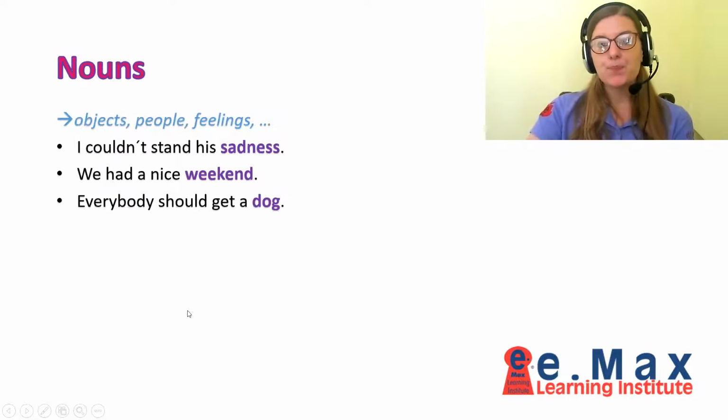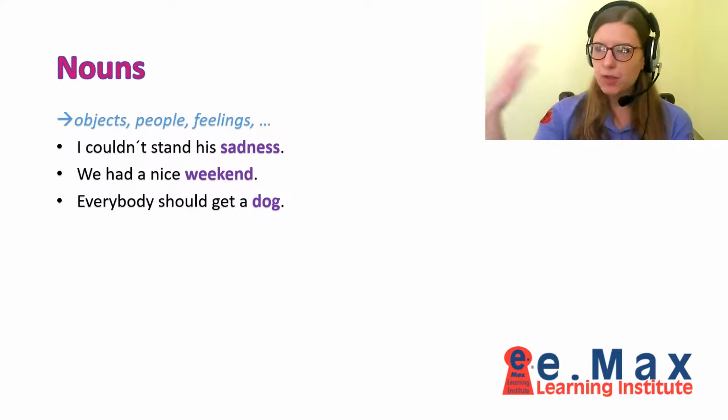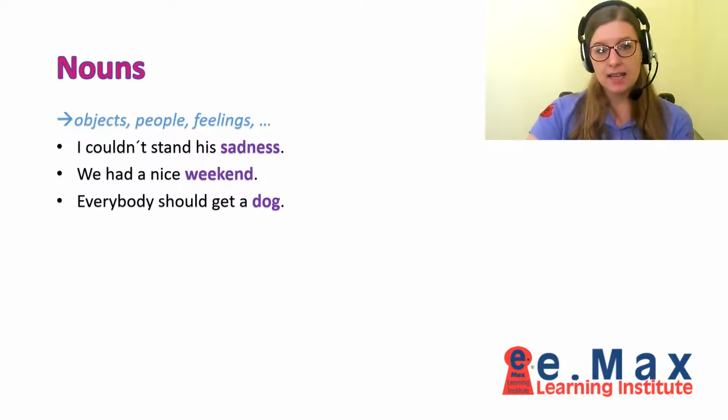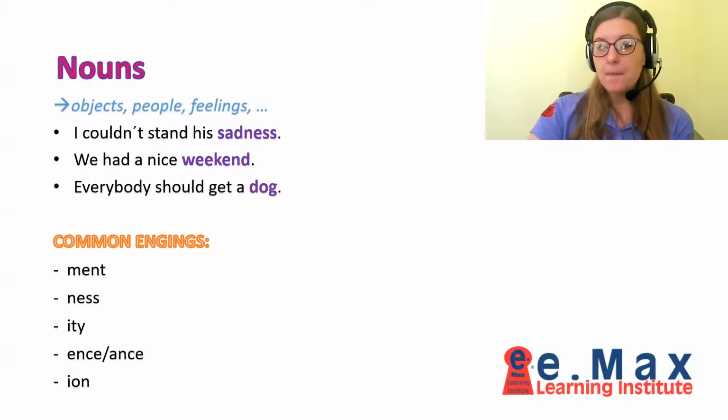Let's see nouns. Nouns are objects, people, feelings, abstract things, everything like that. Their common endings are -ment, like agreement, -ness, like sadness, -ity, probability or pity, maybe patience or competition. Okay, these are the most common ones.